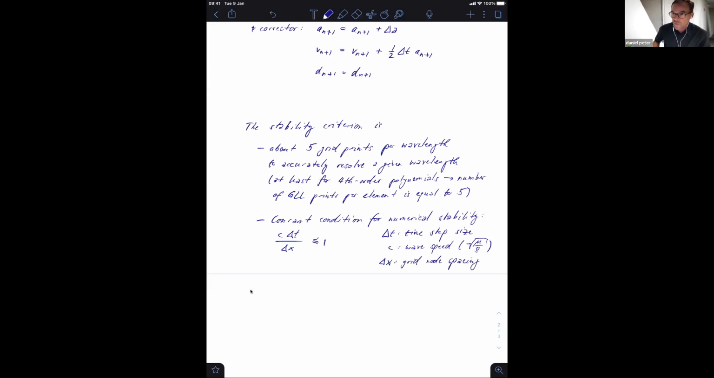So if you remember, the grid node spacing for these GLL points is not equal. So grid nodes are spaced closer to each other when they are at the edges of the element, and they're a bit further apart in the middle of the element. And so here delta x is not quite clear, which spacing do we take now? Do we take the minimum spacing, or do we take an average spacing?